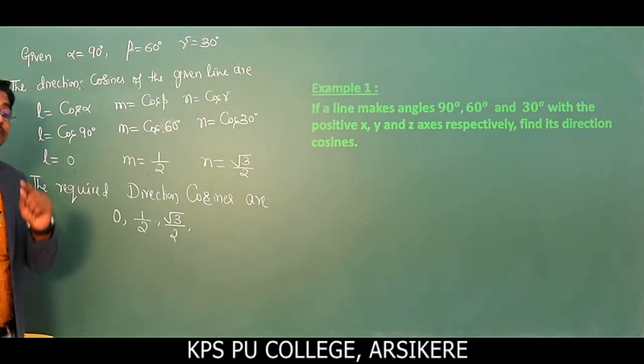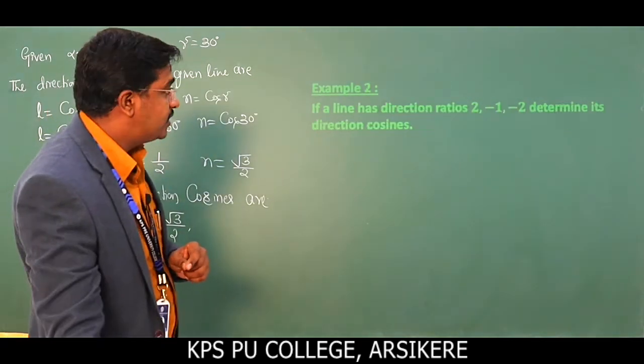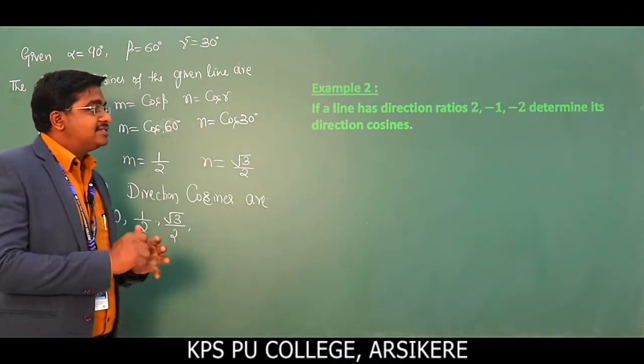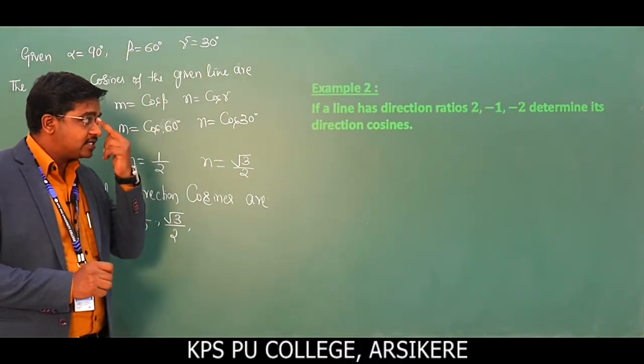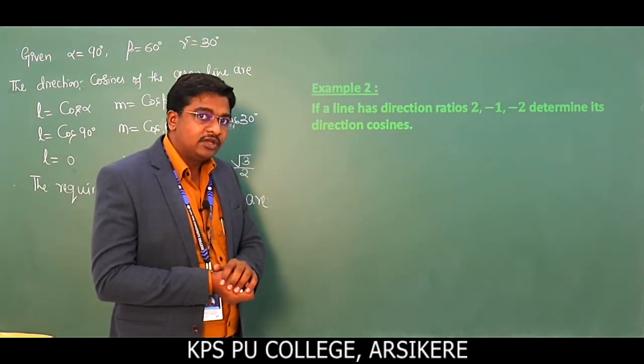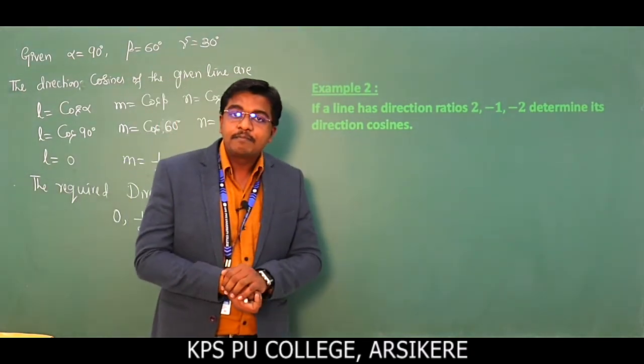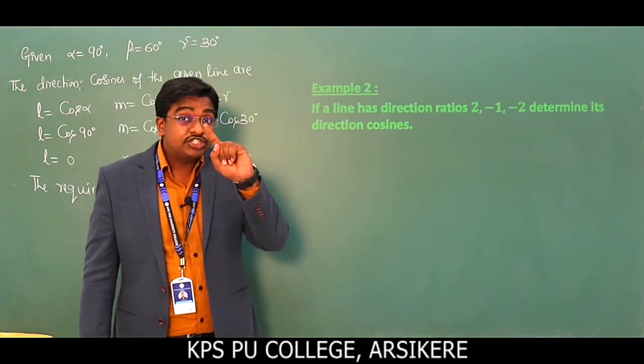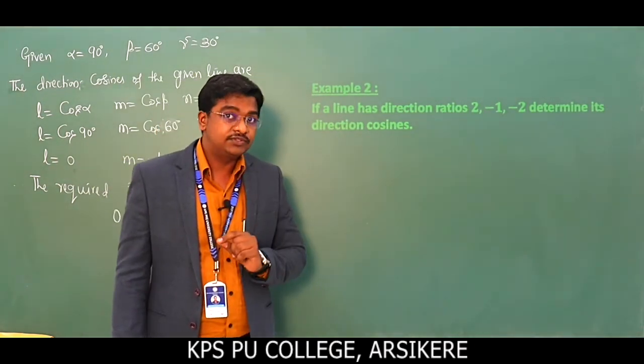Okay, so now we are moving to the second problem, example 2. If a line has direction ratios 2, minus 1, minus 2, determine its direction quotients. In the last class we discussed the relationship between direction quotients and the direction ratios, right?